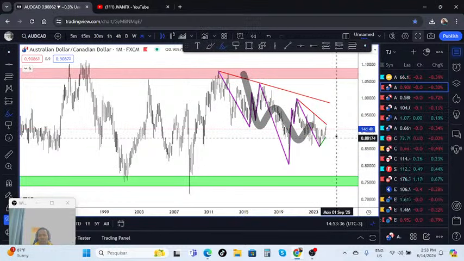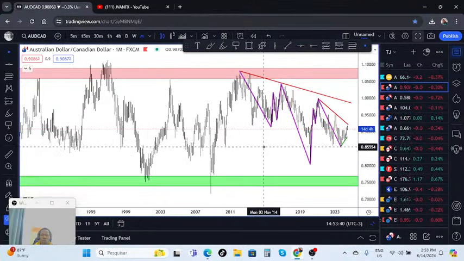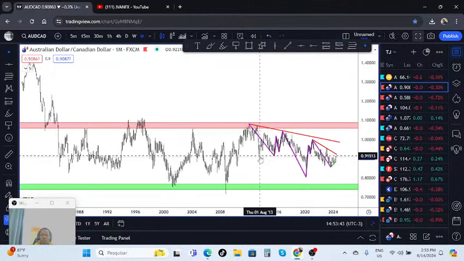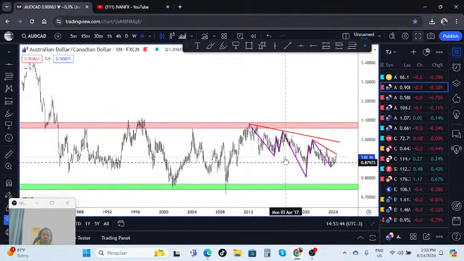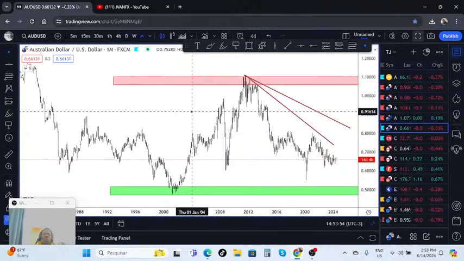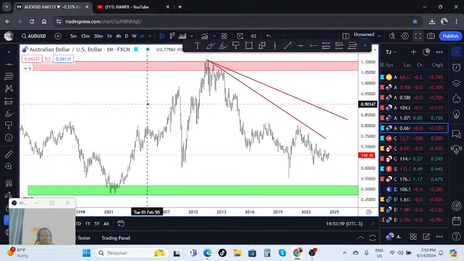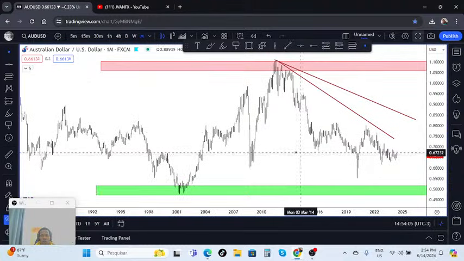As a complete beginner trader, if I were you, I would be looking for selling opportunities most of the time on the smaller time frame. Now we're going to go back to AUD USD, and we're going to be looking at the market structure.